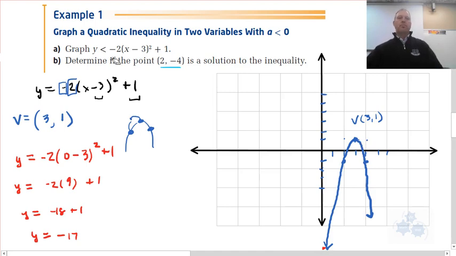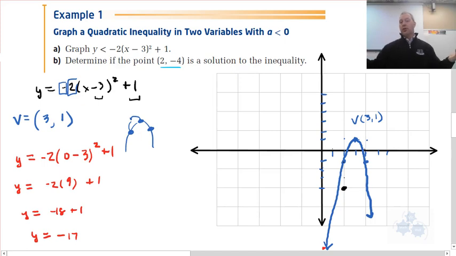This is great. Now, B says, determine if the point (2, -4) is a solution to the inequality. So (2, -4), well, now that you've graphed this, you can actually look to see where (2, -4) is and see if that's part of the solution region. So whatever you want to do first, I would place this (2, -4): 1, 2, and then negative 4, 1, 2, 3, 4. So it's obviously inside this parabola.